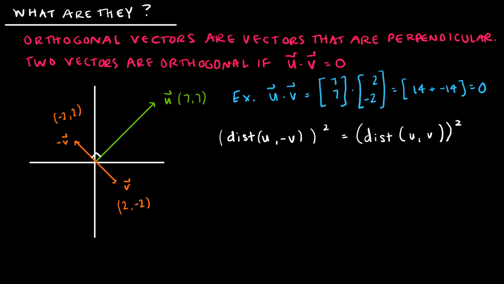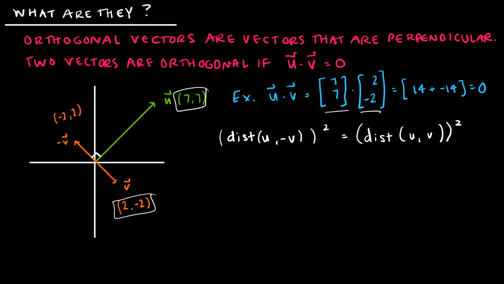But orthogonal vectors are vectors that are perpendicular to one another. As you can see in my picture, I have vector u and vector v. I've also drawn in vector negative v just for a later example in just a moment. But just looking at u and v, it does appear that they are perpendicular to one another. In order for us to know for sure, we can use the fact that two vectors are orthogonal if the dot product or inner product of u and v is 0. So I'm going to show you using u, which is 7, 7, and v, which is 2, negative 2, that if I did in fact find their inner product, I would get 0.